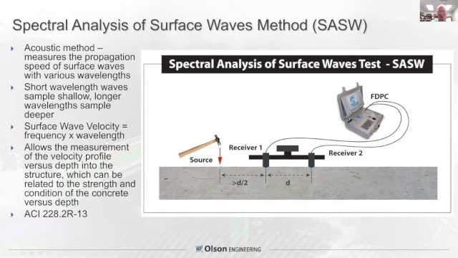And you're still in school, so you probably remember from freshman physics that surface wave velocity is equal to the frequency times the wavelength. So what does this do for us? We get a measurement of the velocity profile versus depth into the structure. So this can be related to the strength of concrete and the condition of the concrete, cracking damage, depths of perpendicular cracks versus depth, which is related to approximately the wavelength. And again, this is discussed in the ACI 228.2R-13 document.